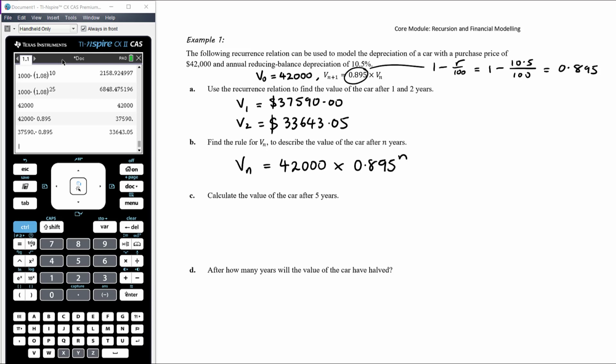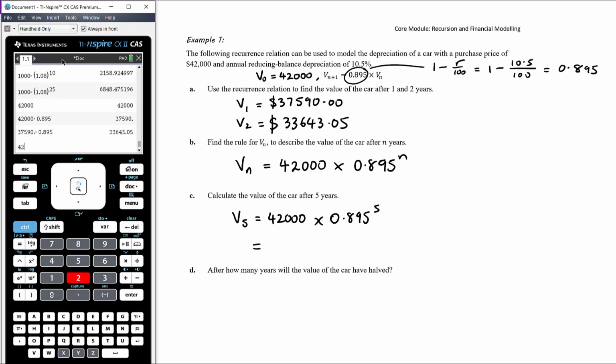So that's our rule, as different from the recurrence relation. It's really important that you understand the difference between those two. If the question asks you for the recurrence relation, it must be what's written up the top here. If the question asks you for the rule, it must be Vn in terms of n, so it must be what's written in part B. Calculate the value of the car after 5 years. Okay, so V5 is going to be $42,000 multiplied by 0.895 to the power of 5.